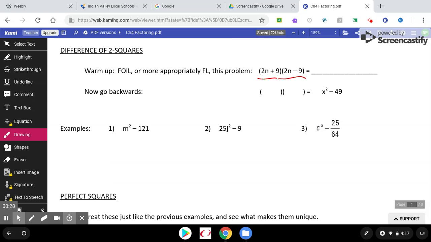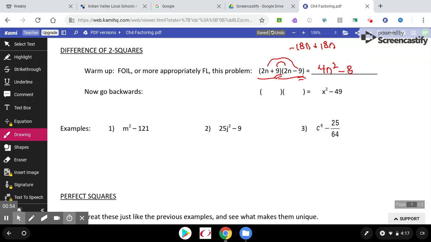So if I did the first one times the first one, I would get 4n squared. Now, if I multiply the outside guy, I'm going to write it up here above, I get a negative 18n. And if I multiply the inside two guys, I get a positive 18n. And what would happen to those two guys? They would cancel and go away. So I'm down to last one times last one, which would be negative 81.